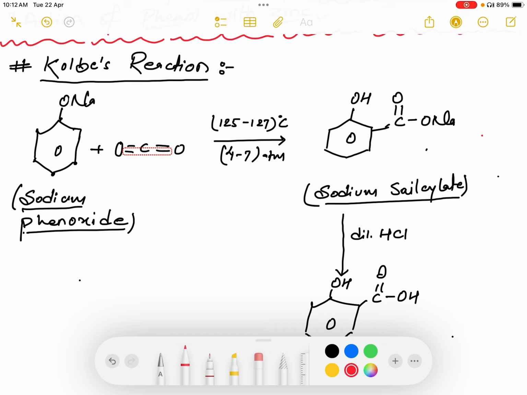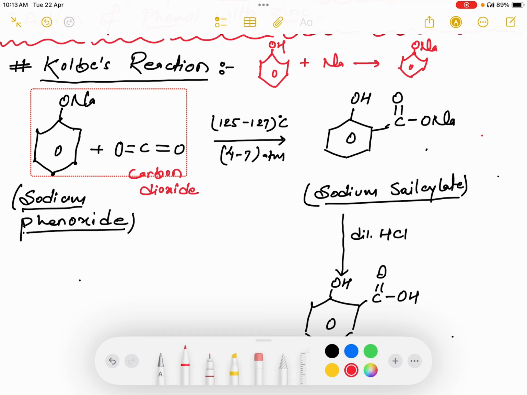In Colles reaction, sodium phenoxide is treated with CO2, carbon dioxide. Sometimes phenol is given instead. At that time, what you need to remember is that phenol needs to be treated with Na or NaOH so that it converts into sodium phenoxide, ONa. Then you can continue the reaction: sodium phenoxide is further treated with CO2.